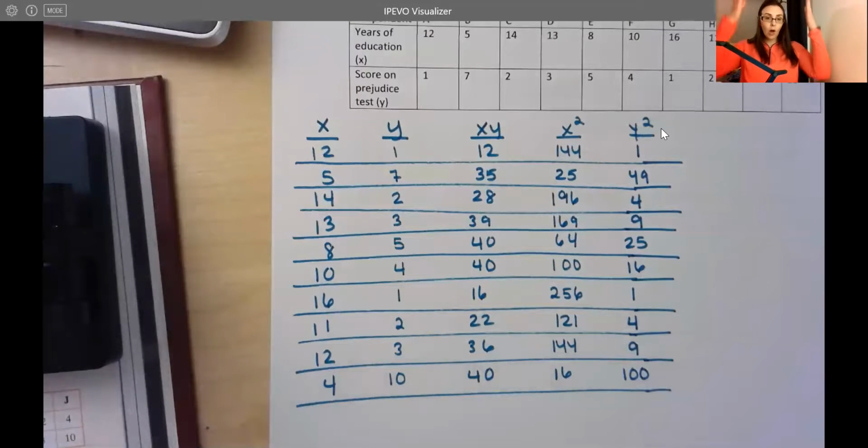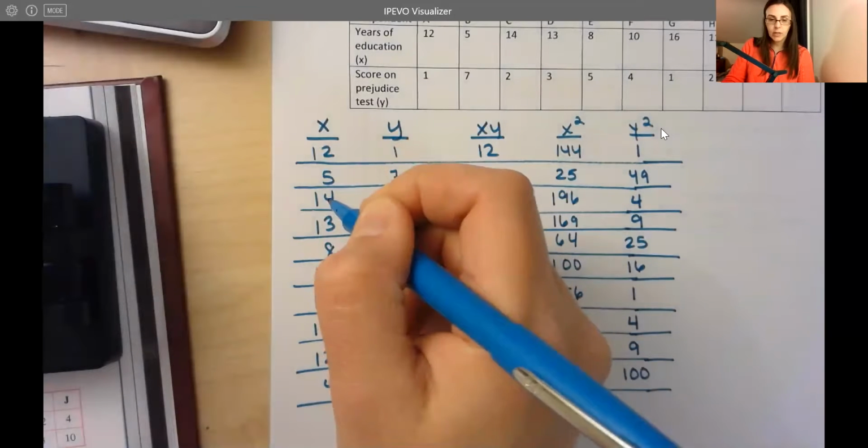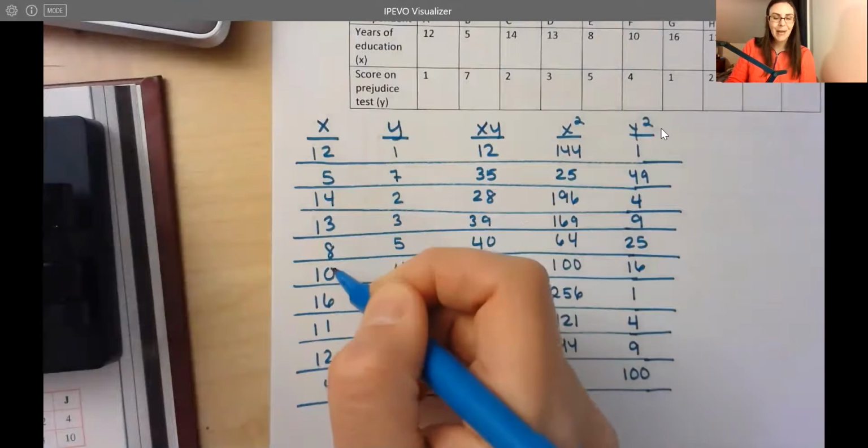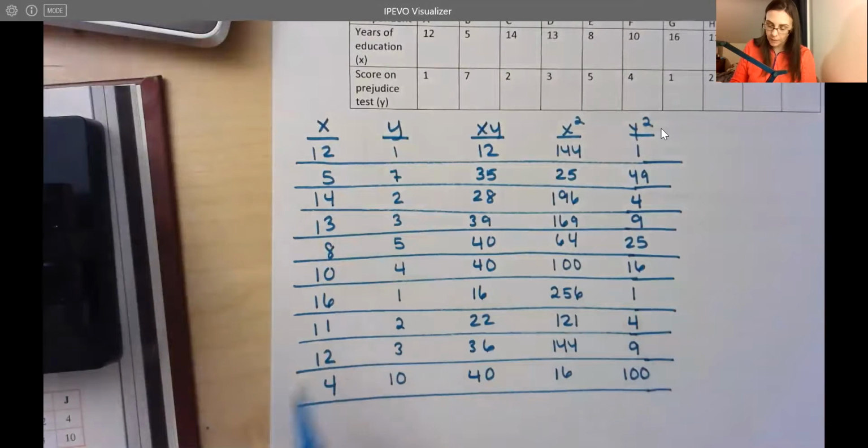Now I'm going to add up all the columns as well. So I'm going to go right down the columns. Use your calculator here. I already did it to save us some time. We're going to add those all up. So 12 plus 5 plus 14 plus 13 plus 8 plus 10 plus 16 plus 11 plus 12 plus 4. And what you get here is going to be 105.